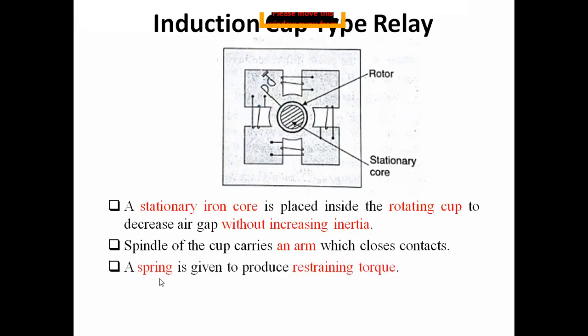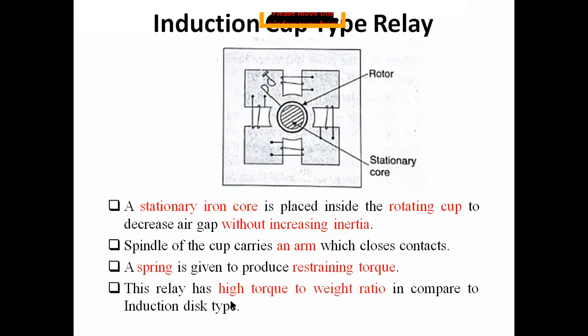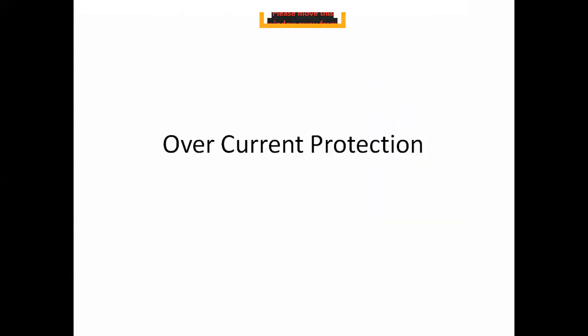And it is already mentioned here, another spring is there to produce the restraining torque. It has a high torque to weight ratio. It produces high torque for low weight because the weight of the induction cup is very small, so it is easy to rotate. So this is called the induction cup type relay, and it is more advantageous and very efficient compared to the induction disc type relay. Next, we'll start overcurrent protection.